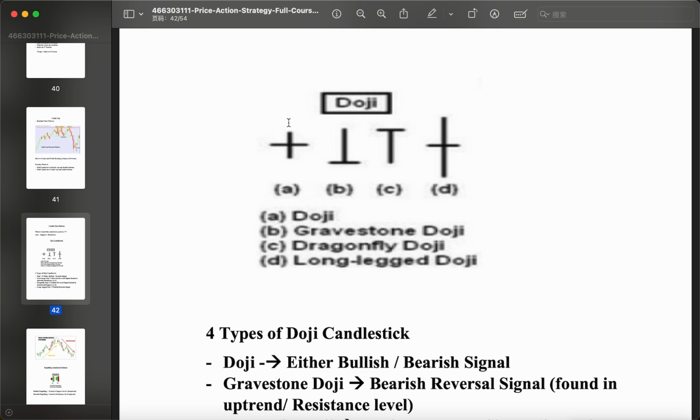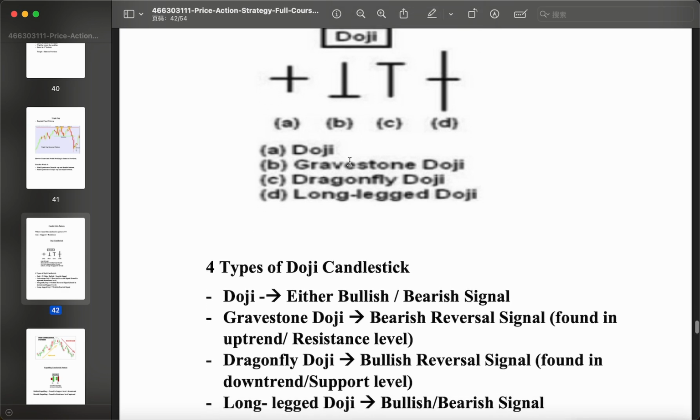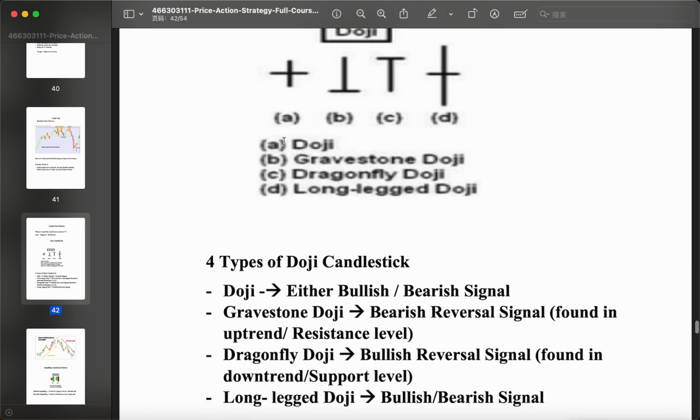You see no volume, which means the buying power and the selling power at this point are almost equal, right? You're not seeing any side getting an advantage. So that could mean the market is heading toward a reversal point. The first one looks like a cross, but we name it Doji.